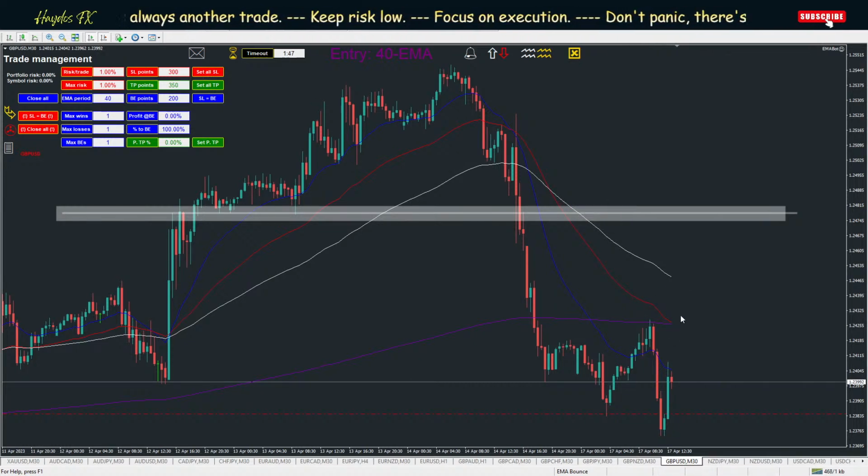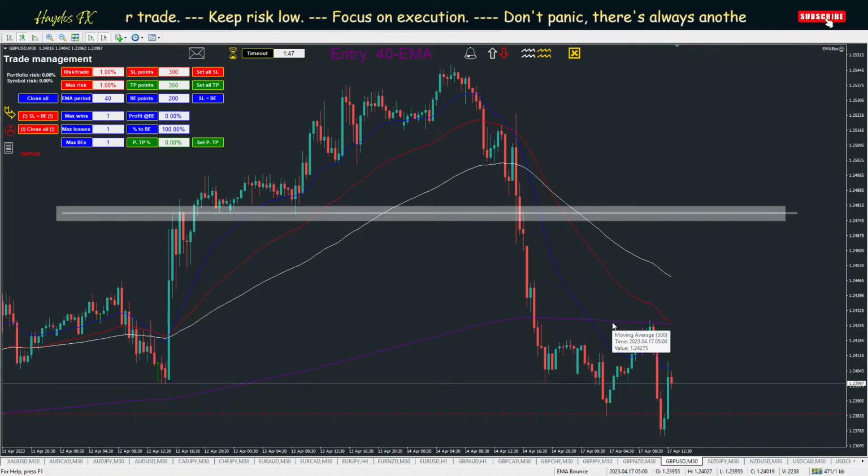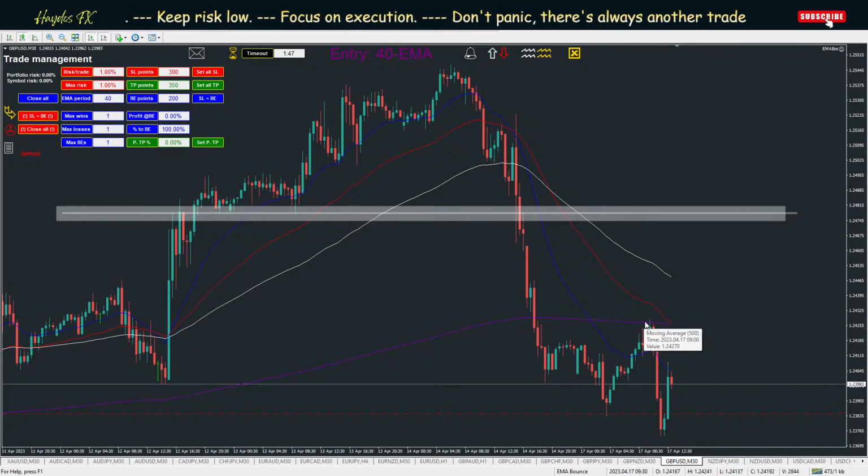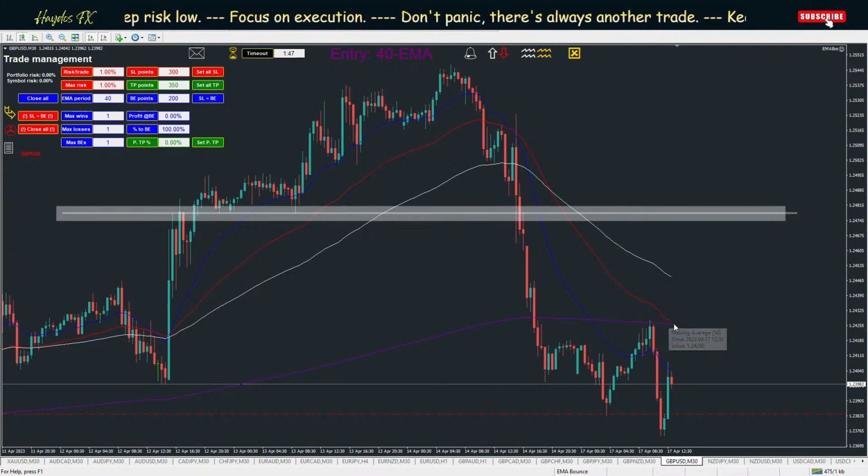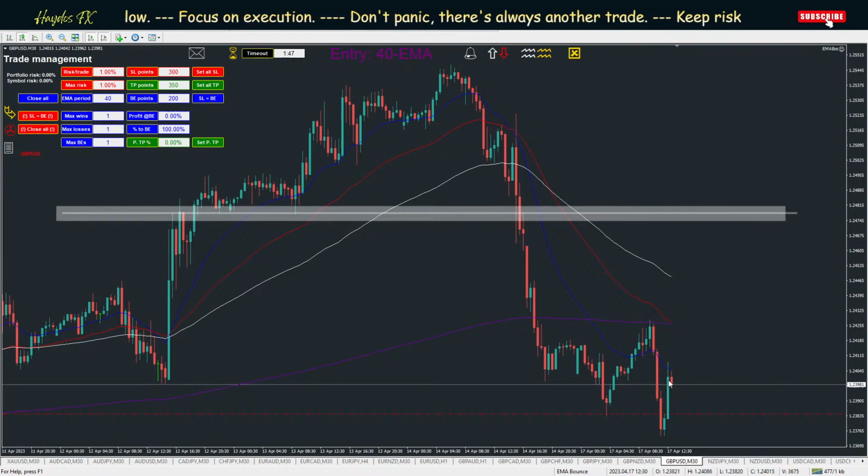So it's quite simple for an EA to actually be coded to, not simple, but it's far easier to get an EA to take a trade from a specific EMA, as long as it knows which one to look for.